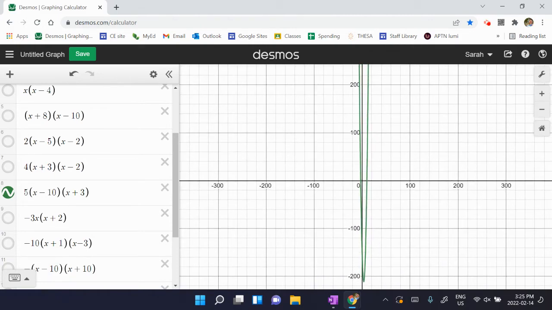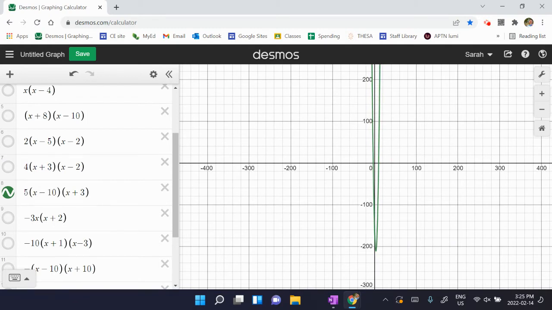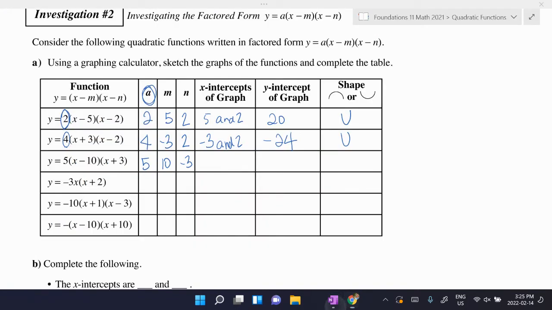And the graph is opening up. It's a very narrow graph. Okay, so 10 and negative 3, negative 150, and opening up. Okay, so in this case, your A is negative 3.